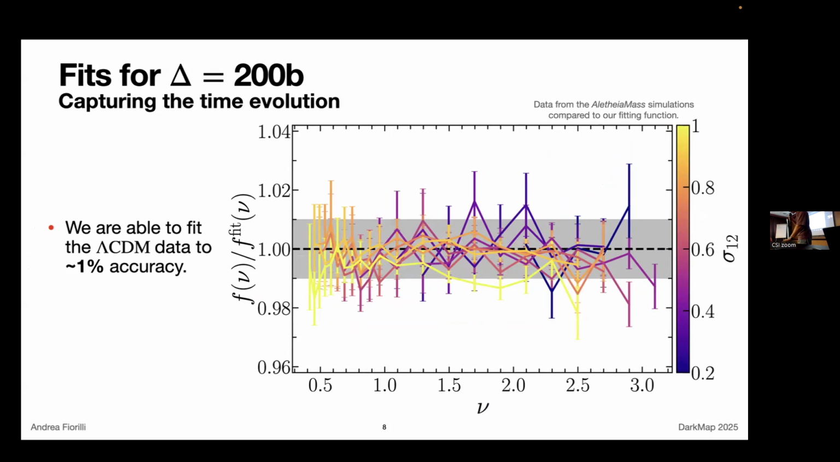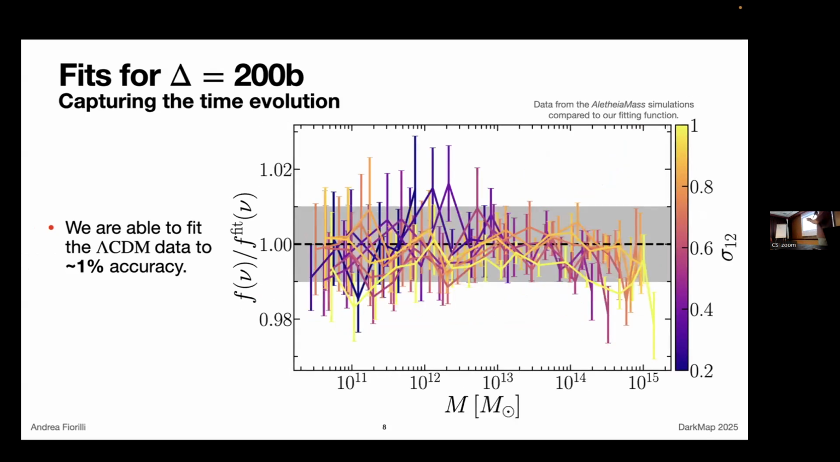Just in case you were wondering about which masses this corresponds to, this is the same plot. The lines are mixing a little bit because the conversion is time dependent. And you can see that we are spanning almost 5 orders of magnitude in mass. So the mass coverage is very wide. Yes, this is all lambda CDM, though.